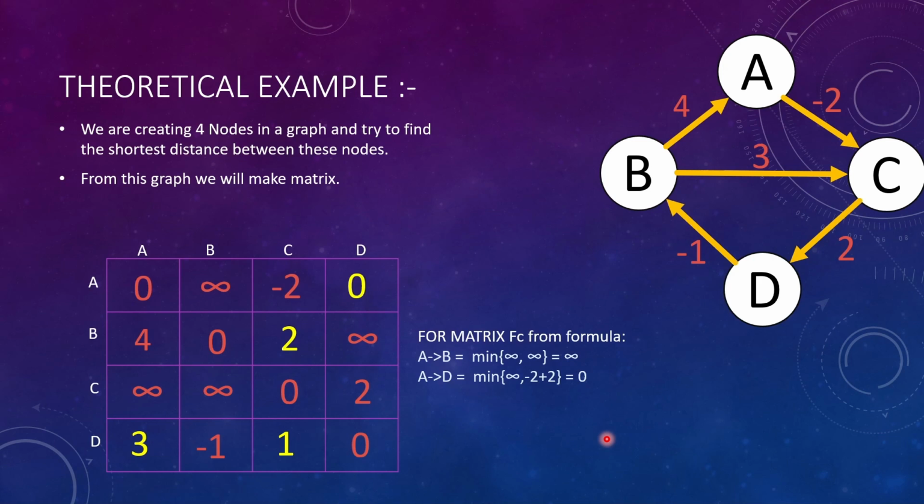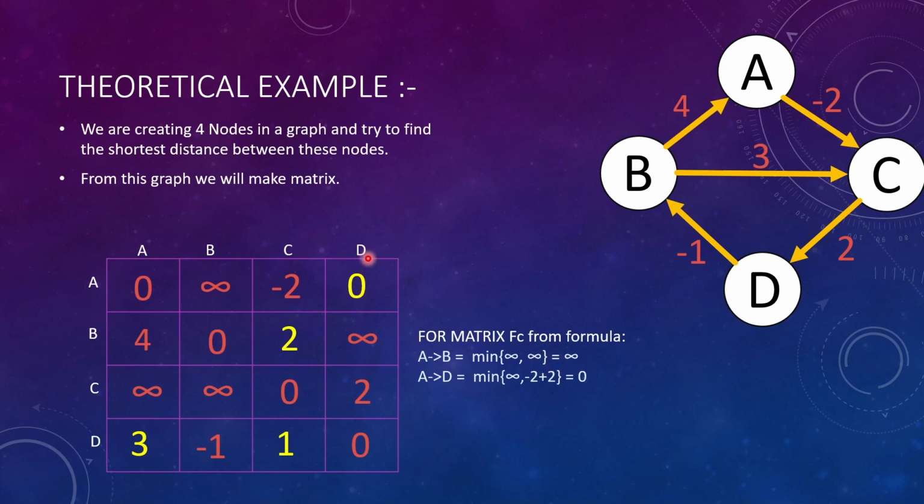Now we will do the same for node C. We will go from one node to another via C and check if we are getting cost lesser than or not. So first we will go from A to B here. A to B is infinity in the first case, and if we go from A to B via C, it is infinity. So infinity will remain as it is.